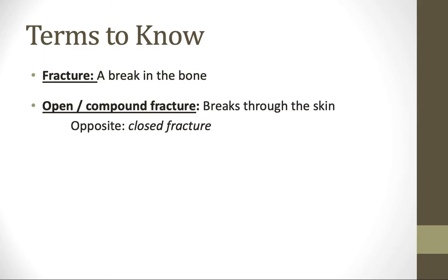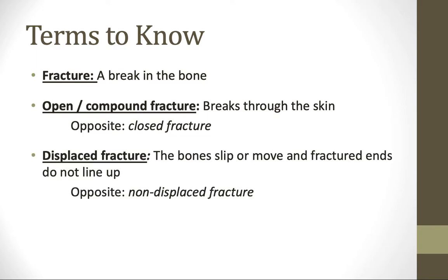There are many terms that we can use to describe fractures. The first one we'll talk about is an open or a compound fracture. Open or compound fractures break through the skin. The opposite of an open or compound fracture is a closed fracture. A displaced fracture is a fracture in which the bones slip or move so that the ends of the bones don't line up. So if a fracture is open or compound, it's going to be displaced as well because you don't normally have bones sticking out through your skin. If the ends of the bone do line up, it is a non-displaced fracture.